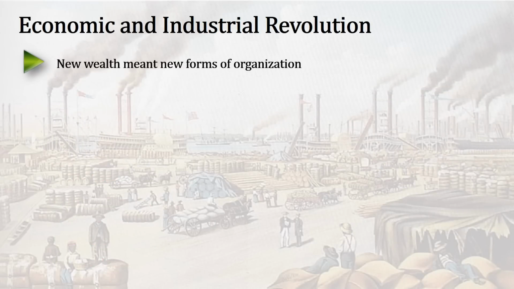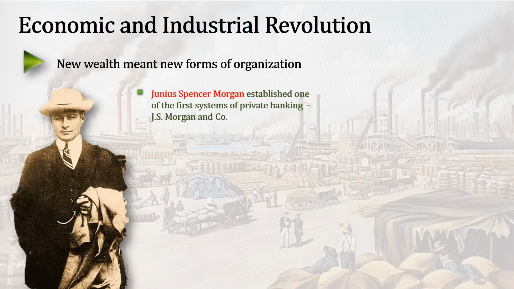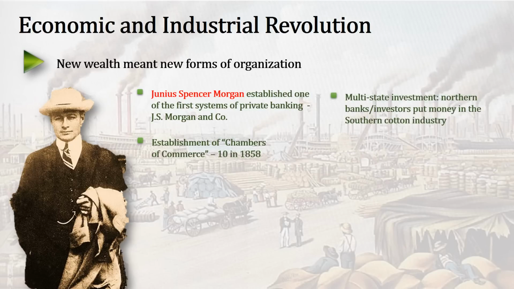The new forms of wealth generated by the market economy give rise to new forms of wealth organization and management. Junius Spencer Morgan, whose name we're going to hear about in future lectures, established one of the first systems of private banking, J.S. Morgan and Company. Private banking means he's going to use his personal fortunes for investment. This is going to give rise to multi-state investment, in which northern banks or northern investors put money all over the country, and in one of those places is going to be the southern cotton industry.